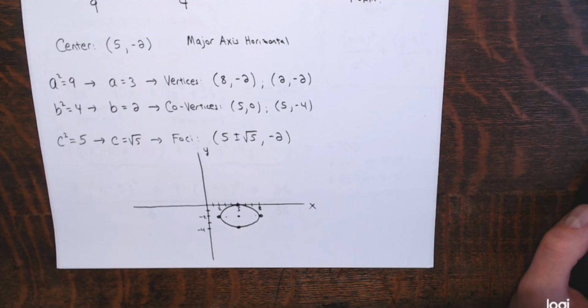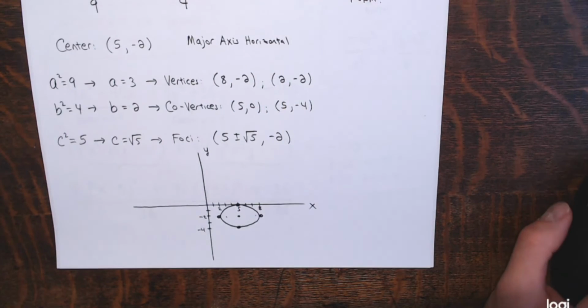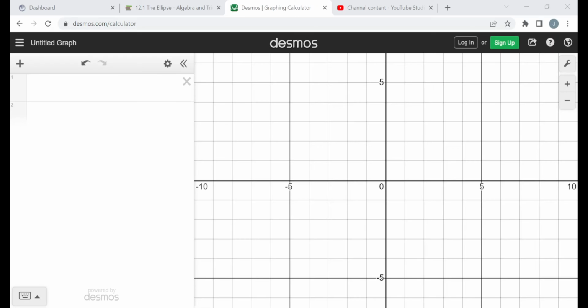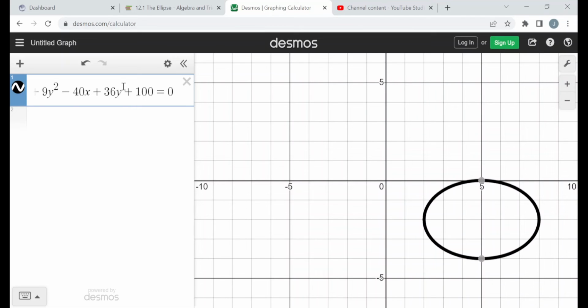All right. Now what I'm going to do is punch in the original equation into Desmos and see that these are the vertices and co-vertices. So the original equation we were given was this: 4x squared plus 9y squared minus 40x plus 36y plus 100 equals 0. And look at that ellipse that just showed up.